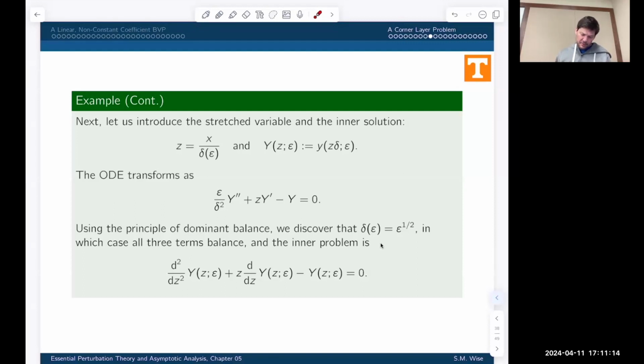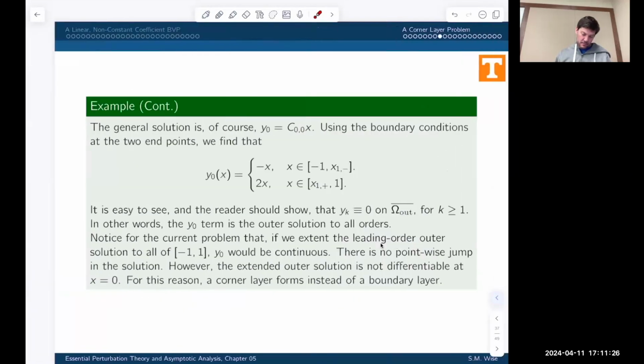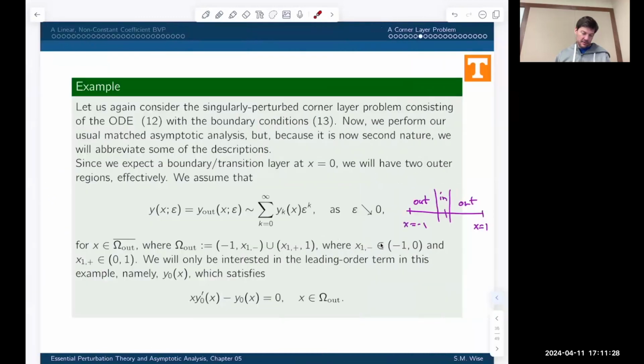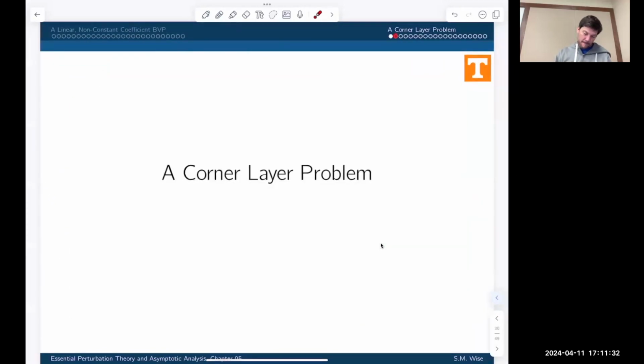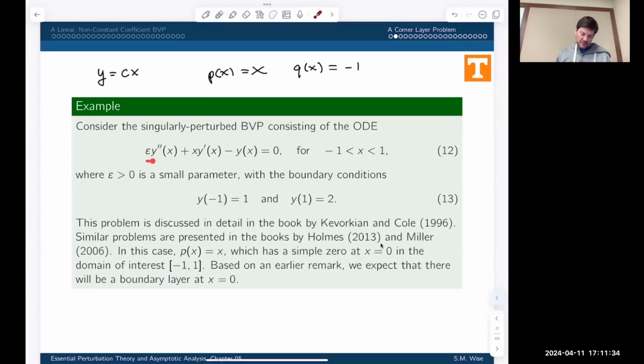So when we use principle of dominant balance, what do we get? Let's see here. Do I have an error? So let's go back a second. What was our original? Oh gosh, that's going to be too far back. So there's our initial problem.